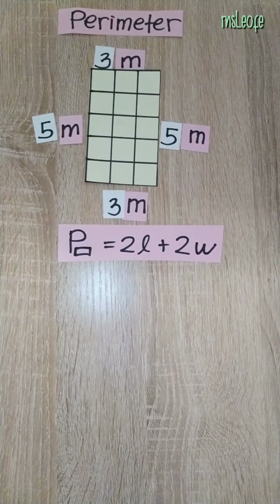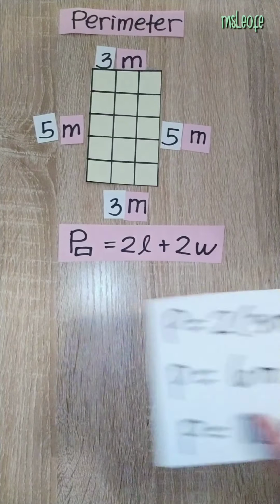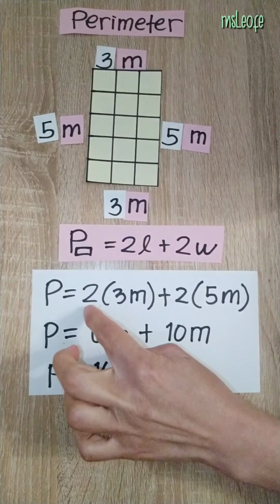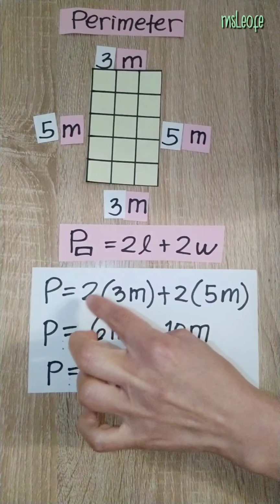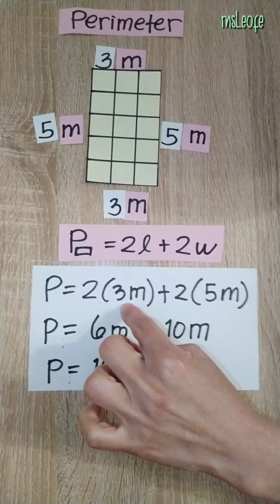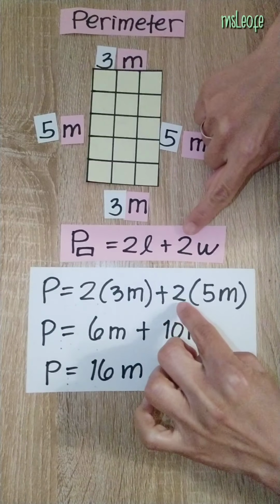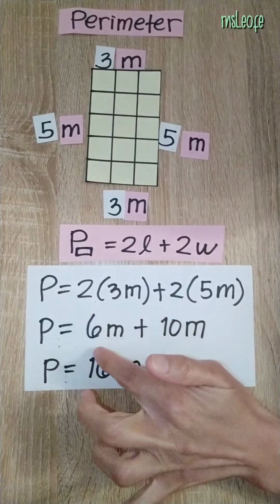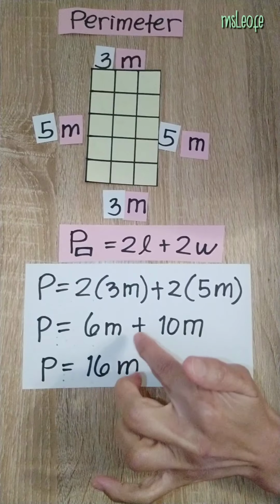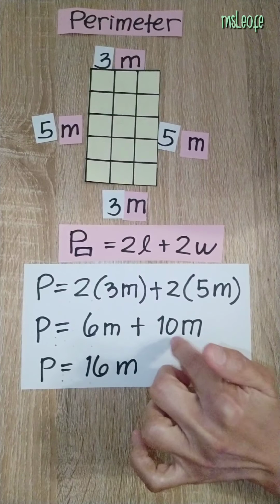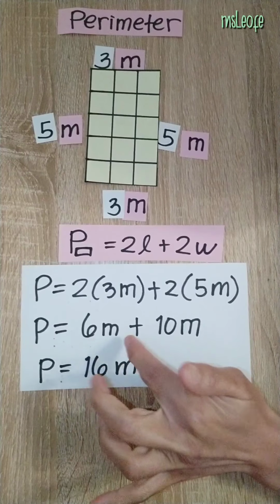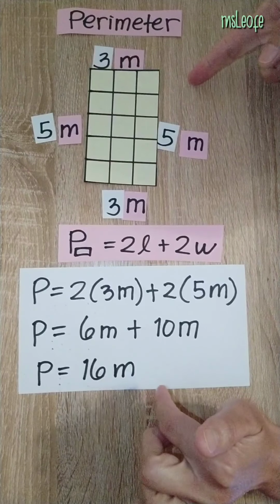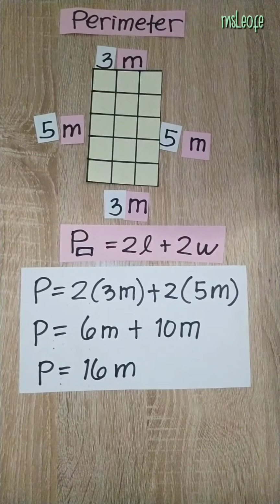So, using the formula, atong i-solve ang iyang perimeter. So, imong i-substitute ang length nga 3 meters. So, 2, formula, 3, for the length. Then, plus 2, the formula, times the width, which is 5. So, 2 times 3 is 6. Then, copy the unit. Plus, 2 times 5 is 10. Copy the unit. Then, 6 plus 10 is 16. Copy the unit, meters. So, the perimeter of this rectangle is 16 meters.